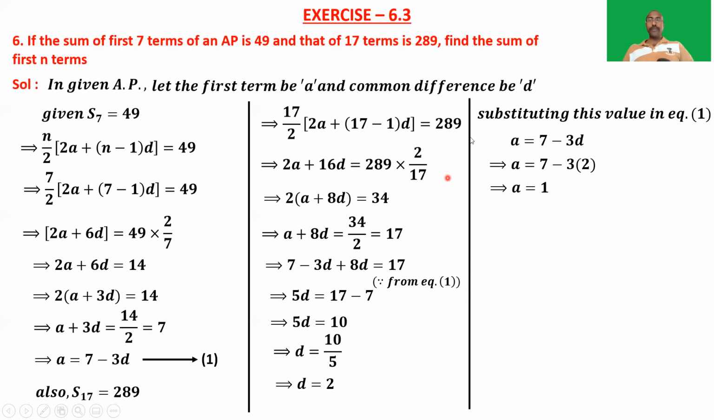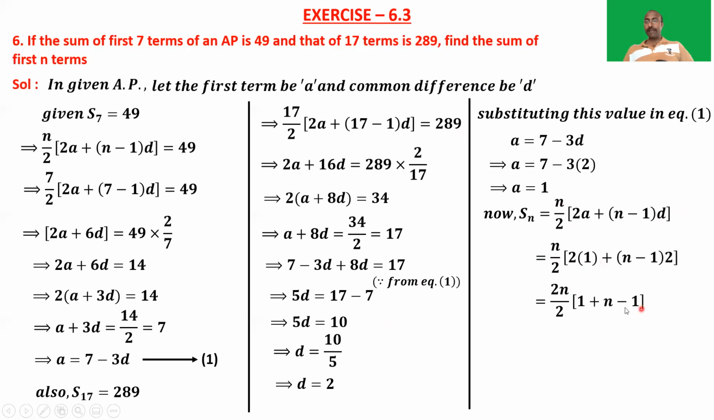So now we need to find the sum of first n terms. The sum of first n terms is denoted by Sn is equal to n by 2 into 2a plus n minus 1 into d. And now by substituting a equal to 1 and d equal to 2, we get n by 2 into 2 into 1 plus n minus 1 into 2. So again taking 2 common, 2n by 2 into 1 plus n minus 1, and plus 1 minus 1 will be cancelled, 2 by 2 will be cancelled, and we remain with n into n, which is equal to n square. So the sum of the first n terms is Sn is equal to n square.